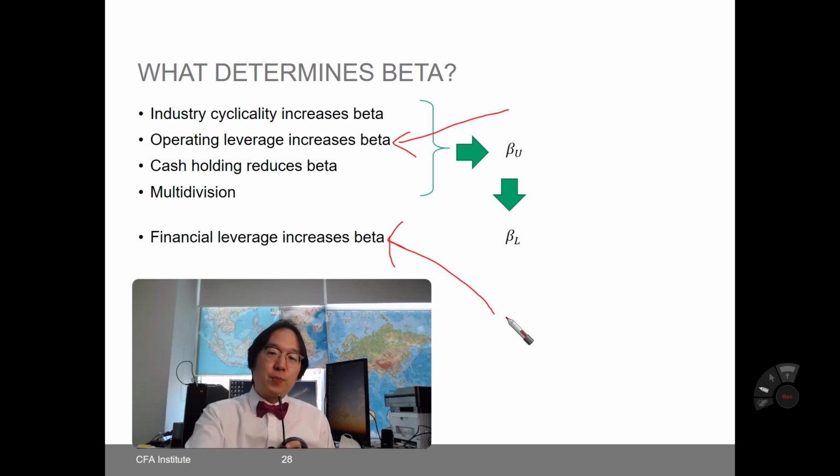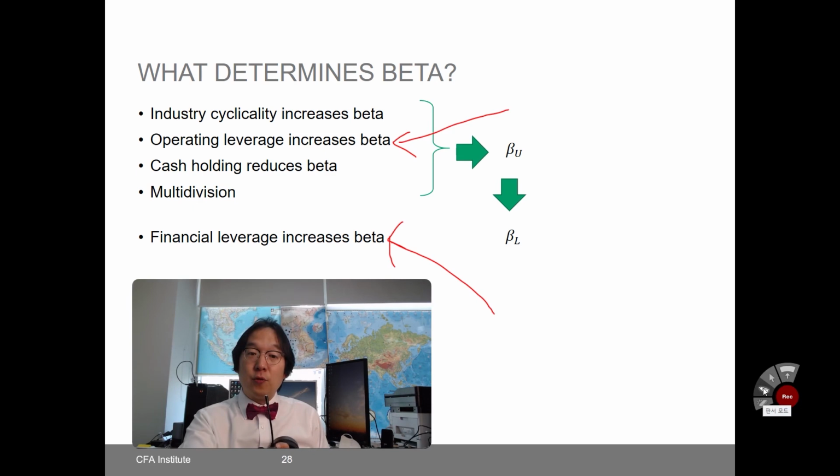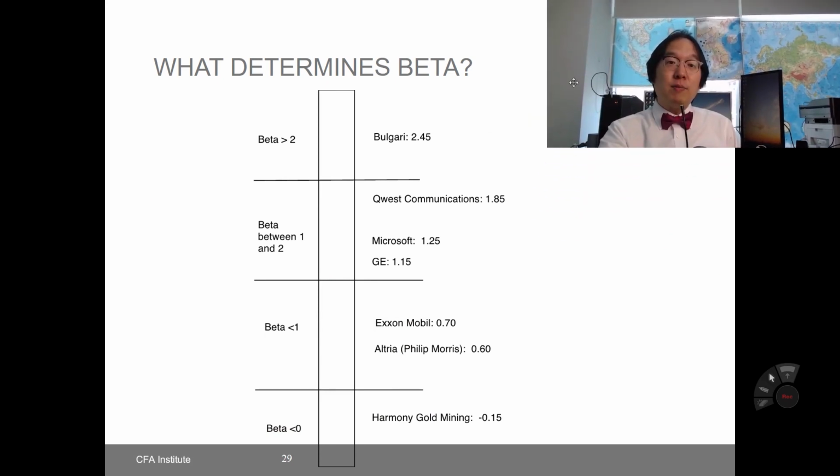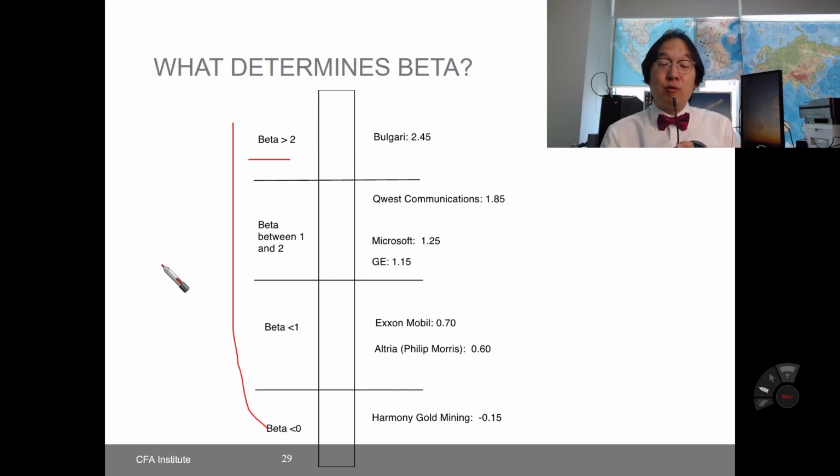So these are the key determinants of your betas. Now, what determines betas? The industry matters. What you see on the left-hand side is the beta range. Some companies have very high betas, for example Bulgari. Luxury goods, right?